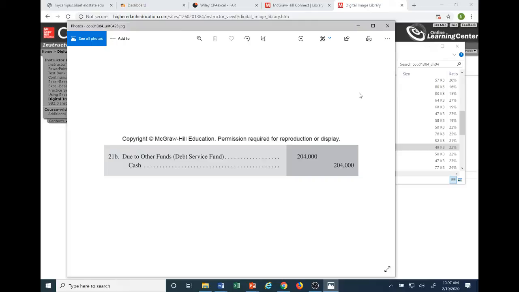So obviously we're going to reduce the due to other funds. We're going to debit that for the debt service fund because we're paying the cash. So we're going to debit the due to other funds, which we originally credited in the last entry, and we're going to credit cash in this case of $204,000. So it makes sense, right? Not bad.